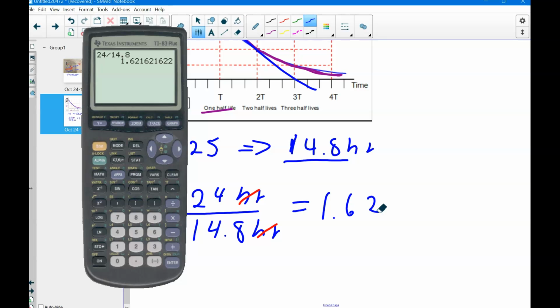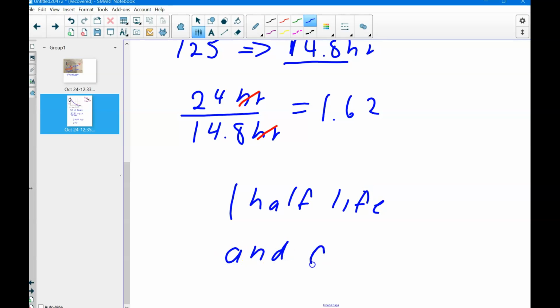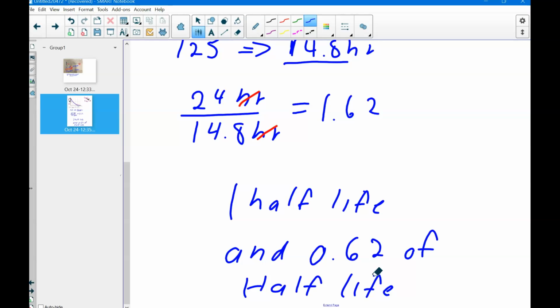1.62. Now, if I were to break that down into simpler terms, what that really means is that I have one half-life and I have 0.62 of a half-life. So you're thinking, what? What's that got to do with anything? Well, let's go back to the numbers up here.